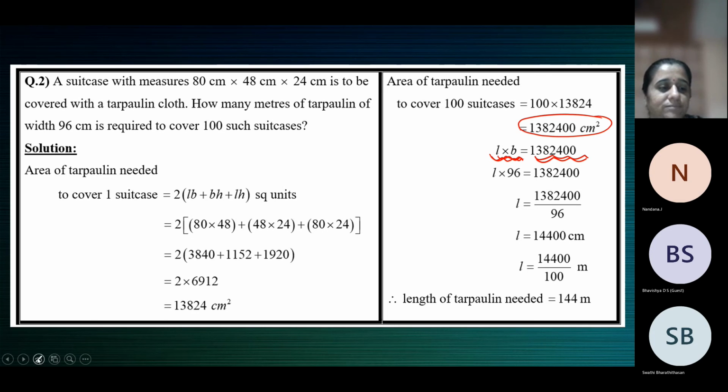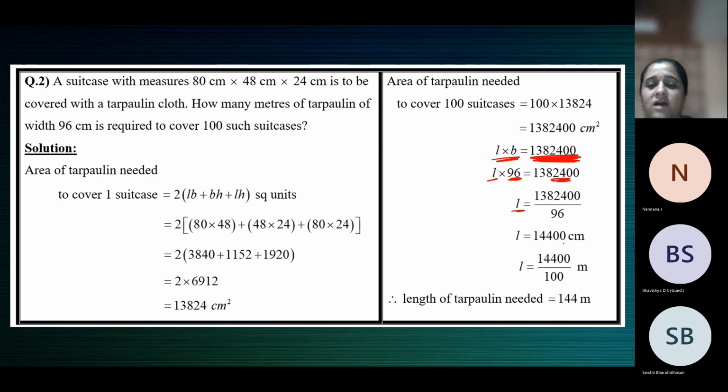So length into breadth: length we do not know, the breadth of the fabric is 96 centimeters, and it should be equal to this area. So length into 96 centimeters should be this area. So L is equal to whatever this number is, 1382400 divided by 96, which is 14,400 centimeters.